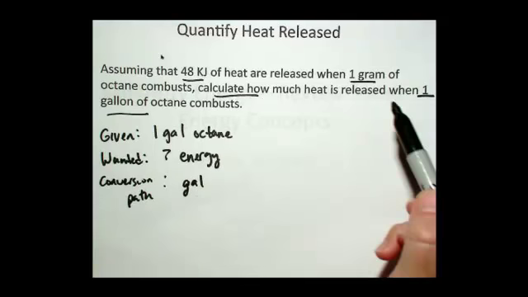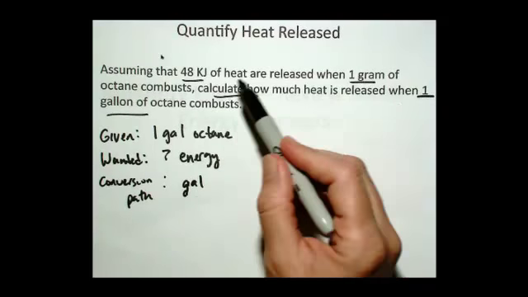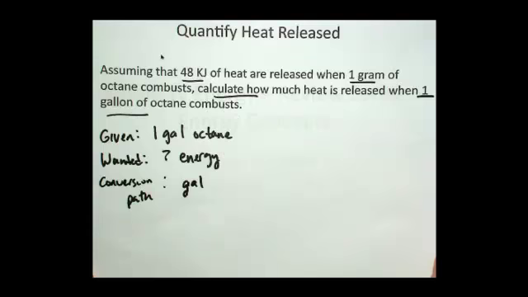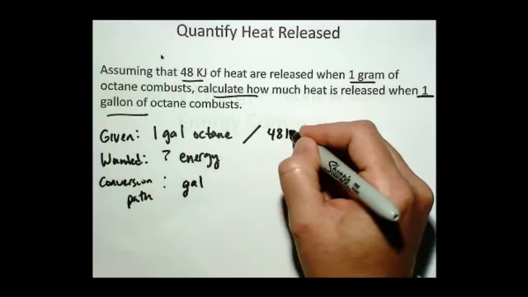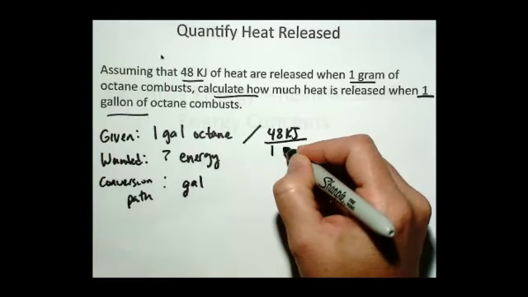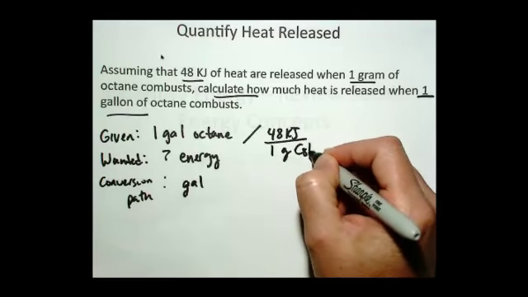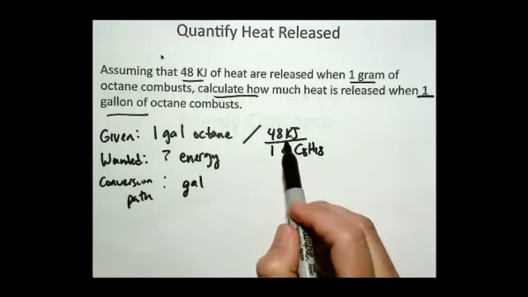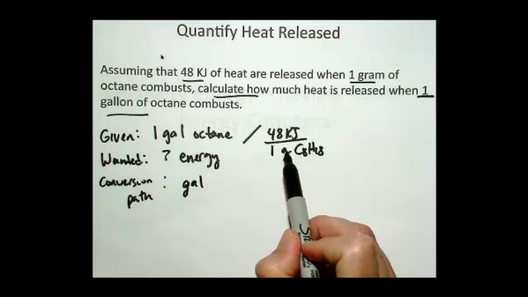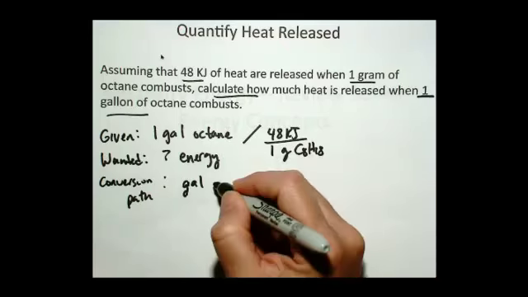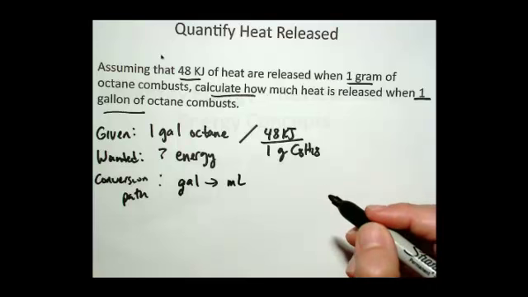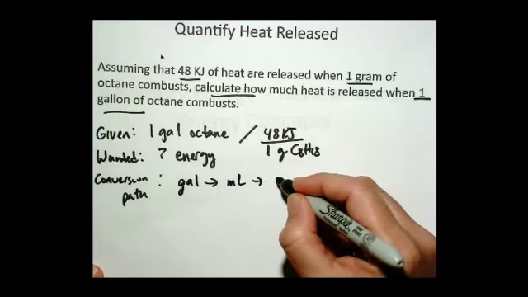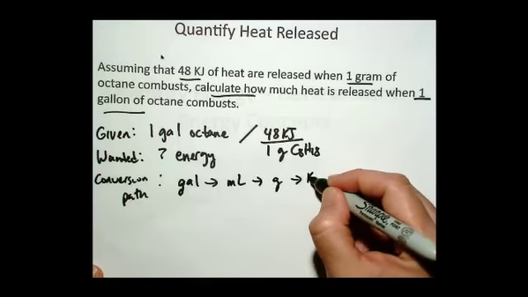And so we know what's given is the amount of heat given off for 1 gram. So it's also given that 48 kilojoules of heat energy is released for every 1 gram of octane that is burned. So we know if we can figure out the mass, we ought to be able to figure out the kilojoules. So we need to convert from gallons to a metric volume unit to grams to kilojoules.